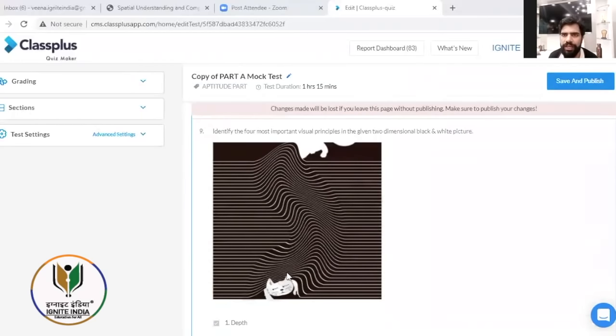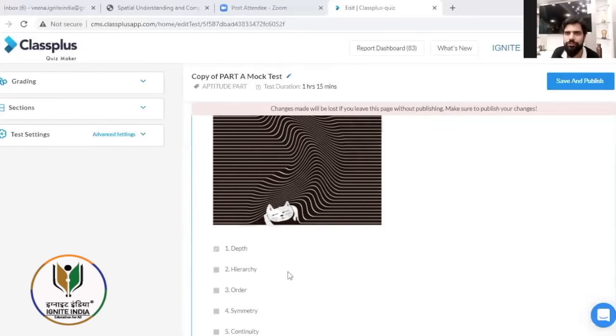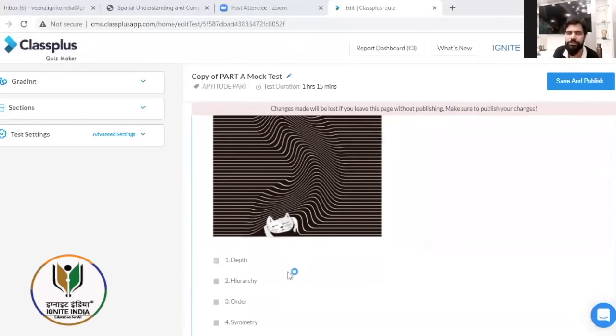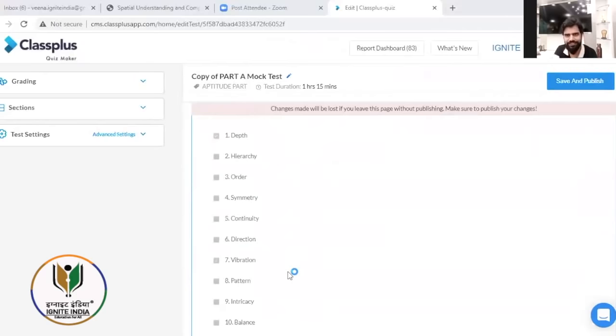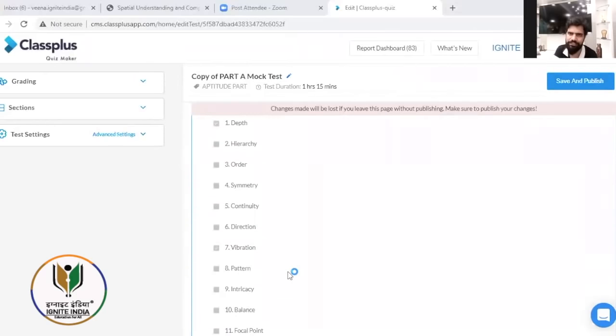Now question number 9. Again you have to find the 4 most important visual keywords. We have given you a surprise here. In this part also you have to find the most important visual principles. You have to relate only to this 2-dimensional image. The 4 most important words are those which will go with this. So let's select using the same method. You select the 4 words which you think go here. Obviously there is rhythm and vibration happening.